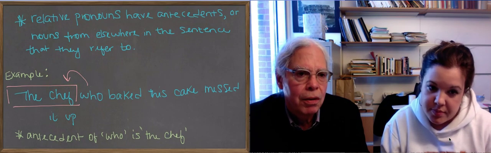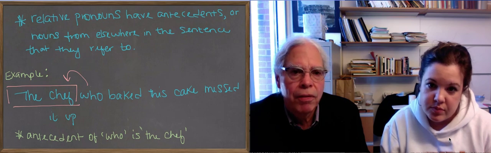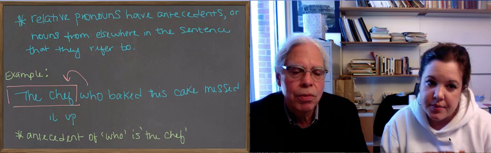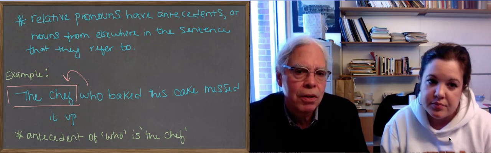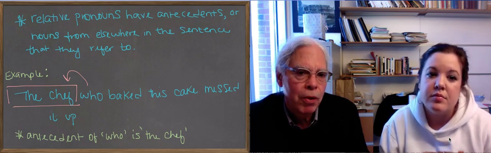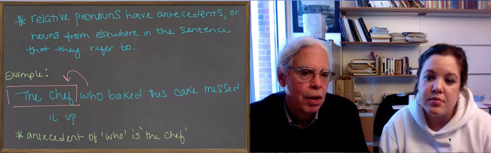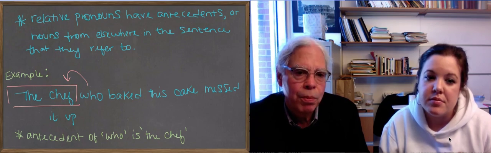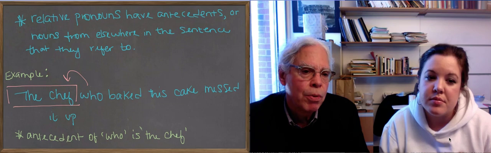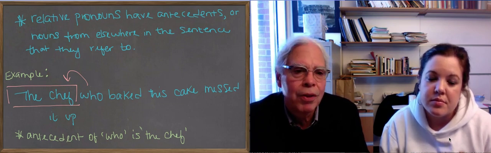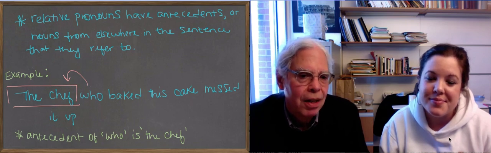In ancient Greek, relative pronouns have, and in English, they have antecedents, okay? So we need to introduce this concept of what an antecedent is. So we defined it for you. Antecedents are nouns from elsewhere in the sentence or in the context sometimes that they refer to. So in our example, the chef who baked this cake messed it up. The who points back at the chef, right? Usually the antecedent comes before. That's what ante means, okay? So the antecedent of who is the chef.